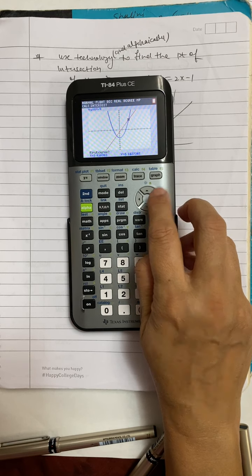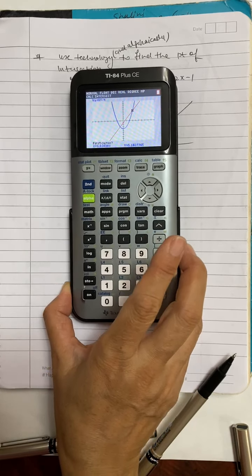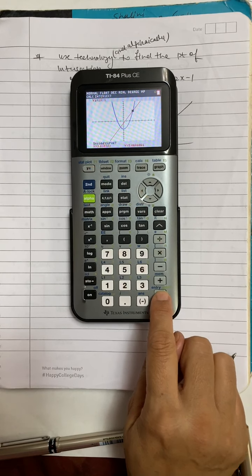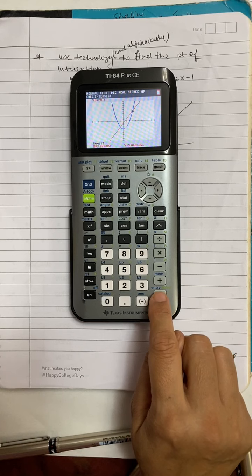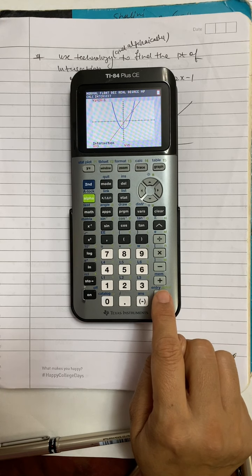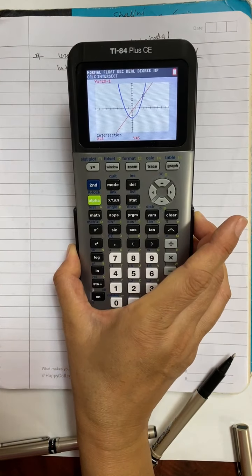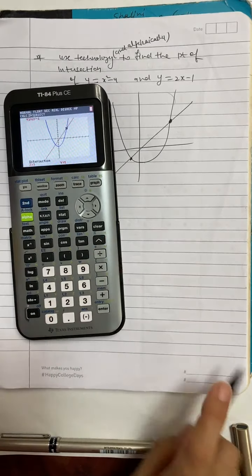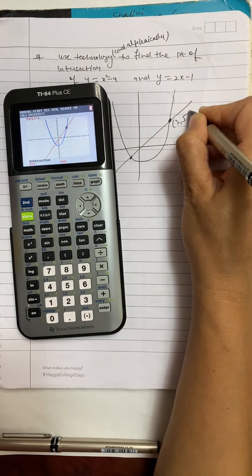Since we are dealing with two curves, we need to make a guess too. So first curve, enter, second curve, enter, and then guess, again enter. And this gives you the point of intersection. x is equal to 3, y is equal to 5. So this one is (3, 5).